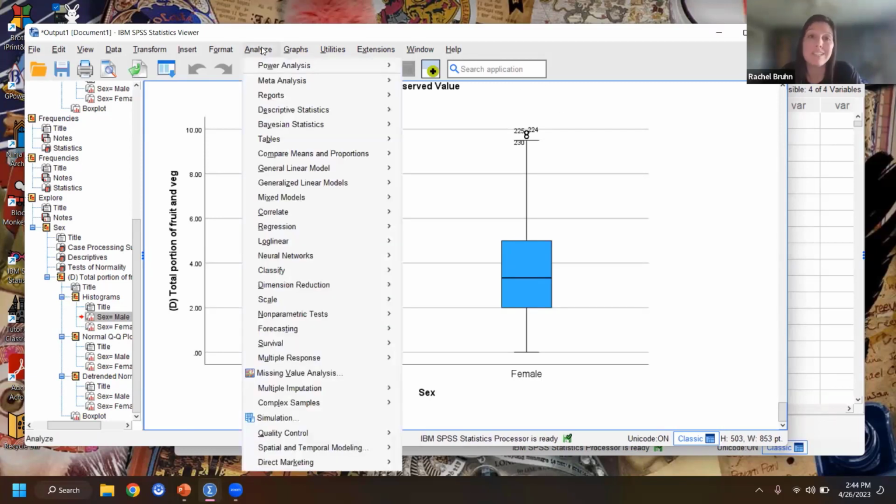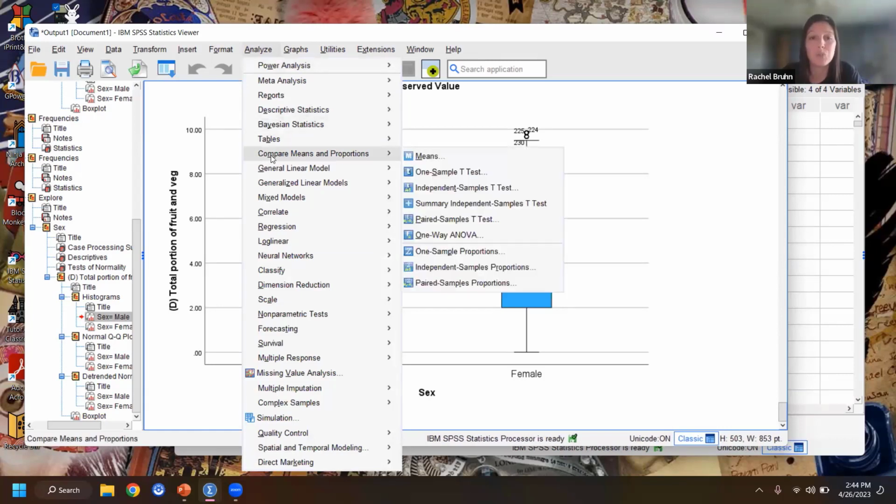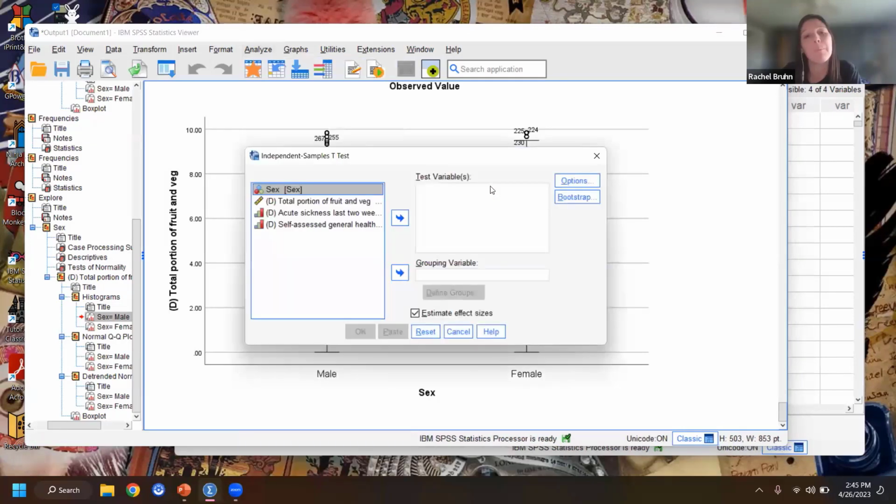So we are doing an independent samples t-test. So we are going to go to compare means because that's what we're doing. Remember, we're comparing two groups. So we're going to go to compare and we are going to the independent samples t-test. We're going to click on that.